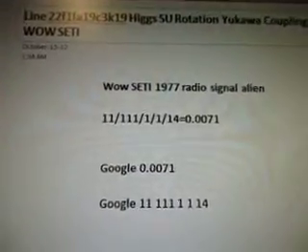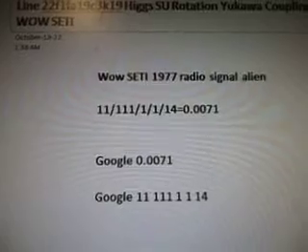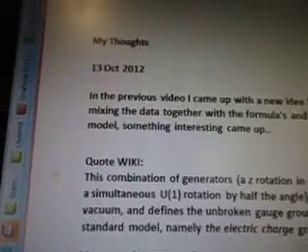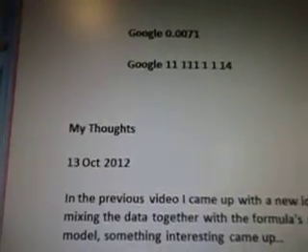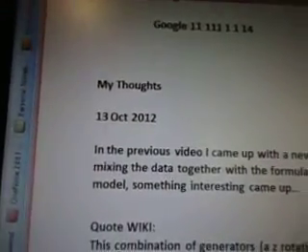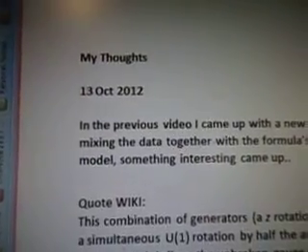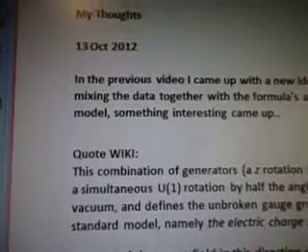Okay? So there's the alien radio signal there. There's the equation with the answers to it. And when I Google those, I get data coming up, and then I look for formulas in it. Okay? So I started working on this, my thoughts, October 13th. Today is November 17th, 2012.